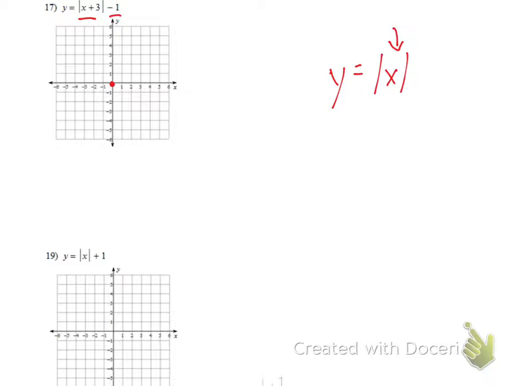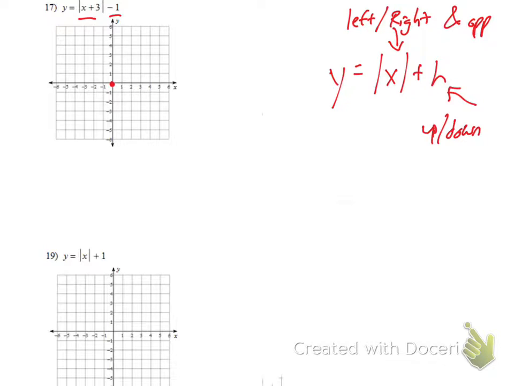Whatever's on the inside is going to be horizontal, so that's left or right, and you have to do the opposite of it. So it's left or right and opposite. And then let's just say it's plus anything, H. Whatever's on the outside right here is going to be vertical, so that's up or down. And that's it. You leave it as is.